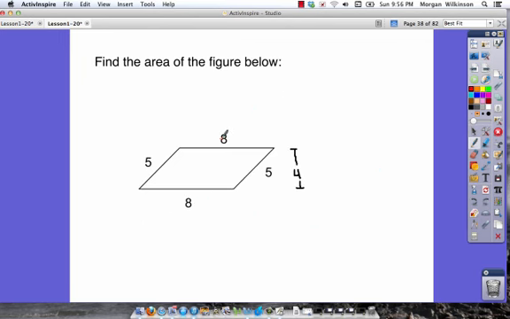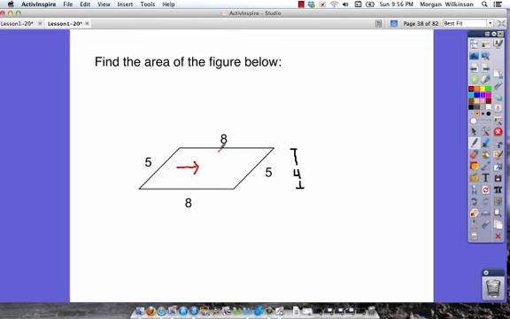Okay, let's find the area of our figure below. We have a parallelogram here, 2 pairs of parallel sides. Now this one's tricky, but if we look at this figure like it's just a rectangle that's been shifted to the right, it's all been pushed to the right, we know that a rectangle is just our base times our height, or our length times our width.